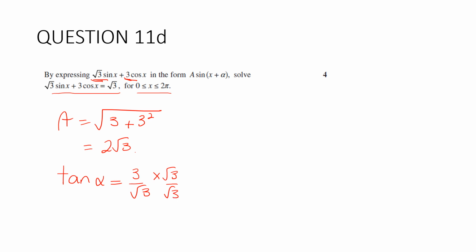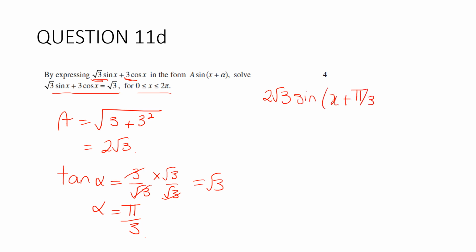That is equal to root 3. So alpha is equal to pi on, let's see, 360s, pi on 3. Okay, so we have got root 3 sine x plus 3 cos x is going to be equal to 2 root 3 sine x plus pi on 3. And that is going to be equal to root 3.